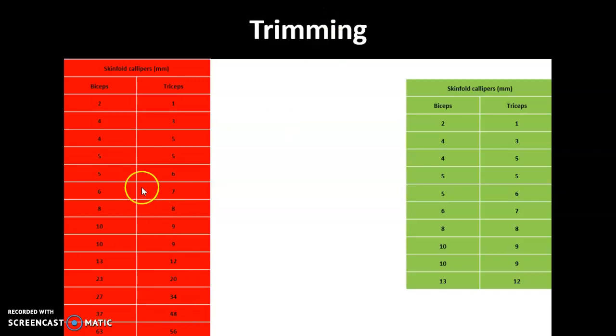I did this because there was a massive difference between 13 and 23, and 12 to 20 compared to the other results. When trimming, you must look at the other results and say whether you believe that there is a significant difference between them or not. If this value is very large, then there's a big difference. I would recommend that you trim.